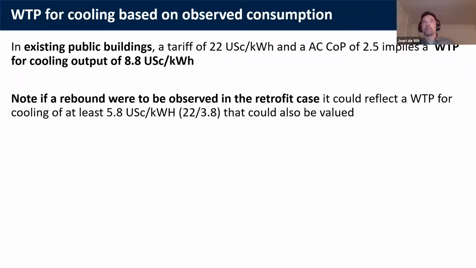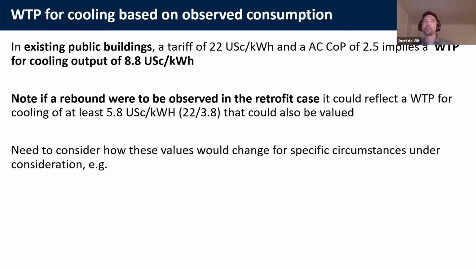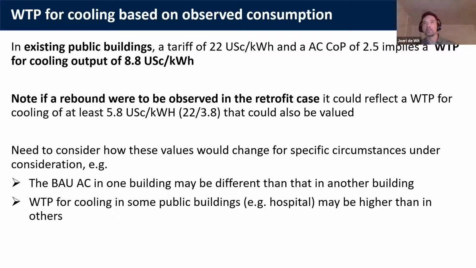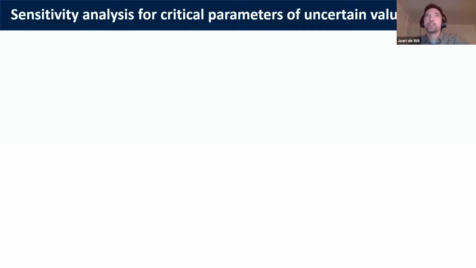Note, if the rebound were also observed in the retrofit case, it could reflect a willingness to pay for cooling of 5.8 US cents per kilowatt hour, based on the fact that you're also paying 22 cents per kilowatt hour in that case, and the efficient AC has a COP of 3.8. So we can derive values for willingness to pay for cooling from observed consumption behavior. Of course, you always need to be careful. For example, the BAU AC in one building may be different from that in another building, or the willingness to pay for cooling in some buildings may be higher than in others. So there are all kinds of uncertainties, and that's why sensitivity analysis is always an economist's good friend.